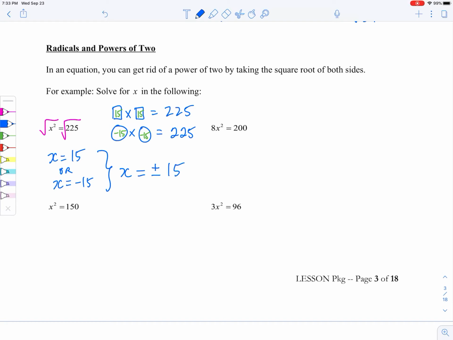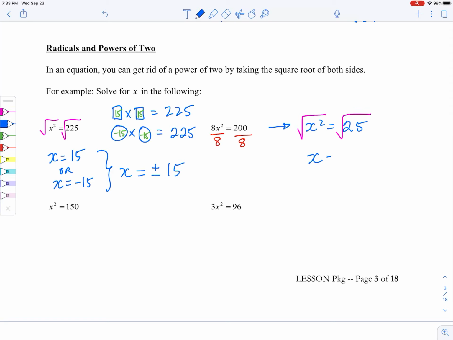Okay, for 8x squared equals 200. First thing we're going to do is make sure we get x squared by itself. So right now, x squared is being multiplied by 8, so I'm going to divide both sides by 8. And when I do that, I get that x squared equals 25. We want x by itself, so we're going to undo that square with a square root symbol.